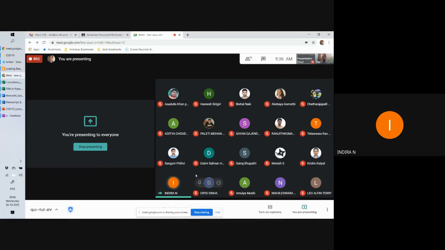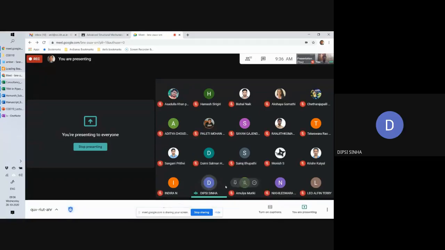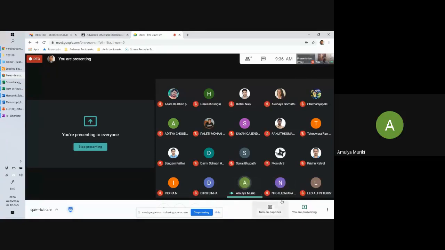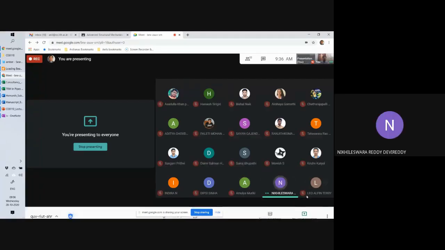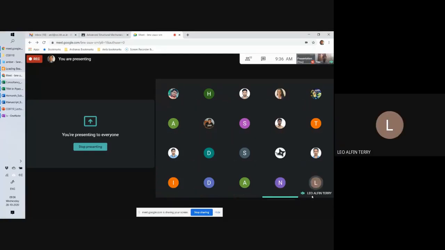Moving forward, Indra, you have something to add? No, sir, the same thing only I thought about. Okay, Dipsy. So same thing. I have nothing extra to add on this. Okay, Amulya. So same thing related to equilibrium equations. Okay, Nikhileshwar. No, sir, same thing. Okay, Leo, you are my last hope. You have to give the answer now.